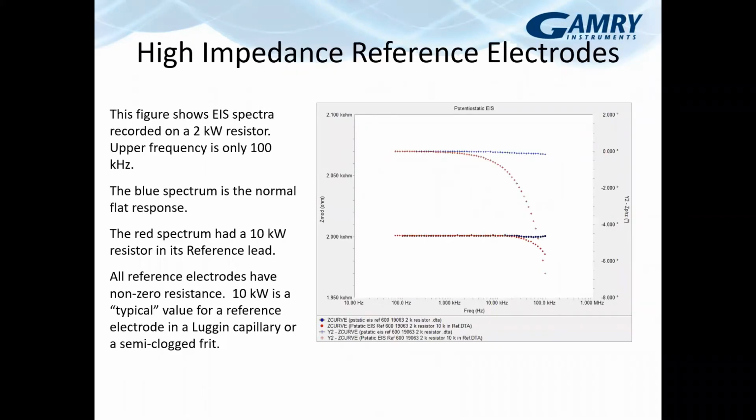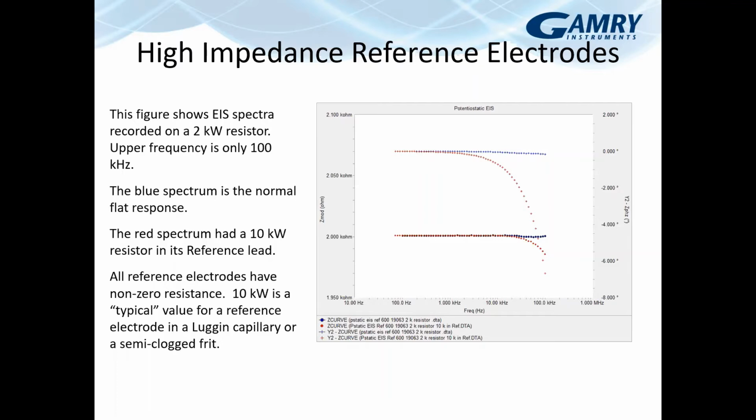Another source of issues for actual measurements are high impedance reference electrodes. Back on that 3 electrode slide, we took a look at the fact that we connected a lead to the reference electrode, and I said we don't measure the impedance of the reference electrode. While that is true, that doesn't mean that the impedance of the reference electrode has no impact on the performance in the system that you're measuring.